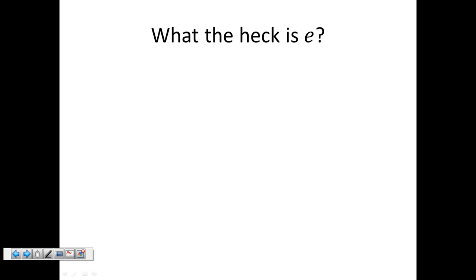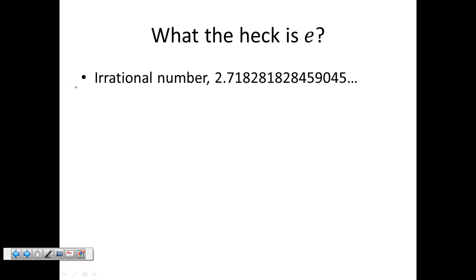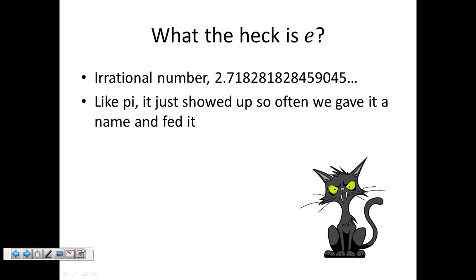Now, what the heck is e? Well, it's an irrational number that seems to show up a whole lot. When we say that a number is irrational, that means that the decimal continues on forever without repeating itself, without ending. Now, basically just like pi, it showed up so often that we decided to feed it and give it a name, kind of like a stray cat.